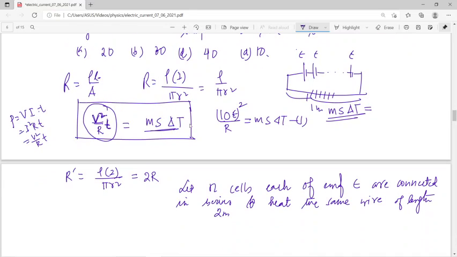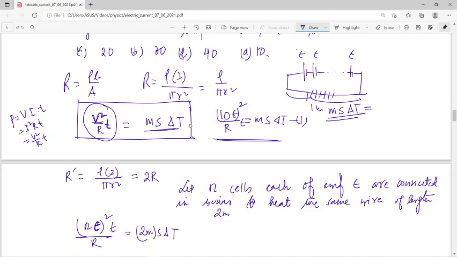That means this particular formula we can write: there is n, EMF is the same, so this is n E square, and there is also the quantity T divided by R prime, and that should equal M S into del T.